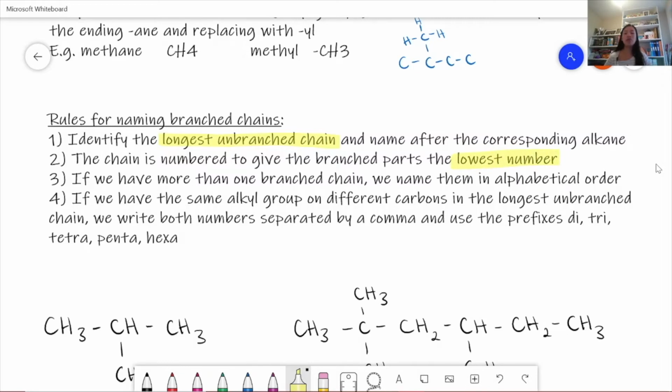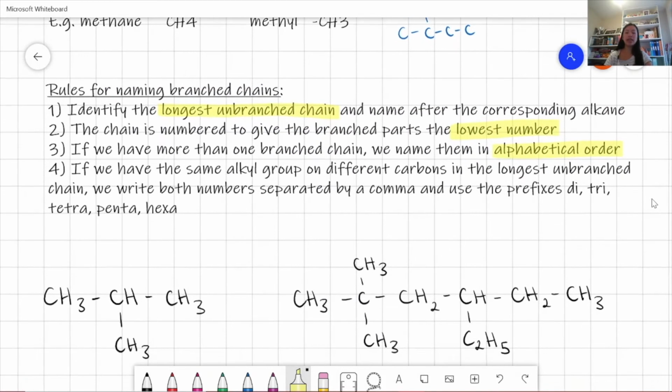If we have more than one branched chain, we name them in alphabetical order. For example, we might have a methyl and an ethyl. In that case, we would put the ethyl first because E comes before M in the alphabet. The last rule is that if we have the same alkyl group on different carbons in the longest unbranched chain, we write both of the numbers separated by a comma and use the prefixes di for 2, tri for 3, tetra for 4, penta for 5, and hexa for 6.